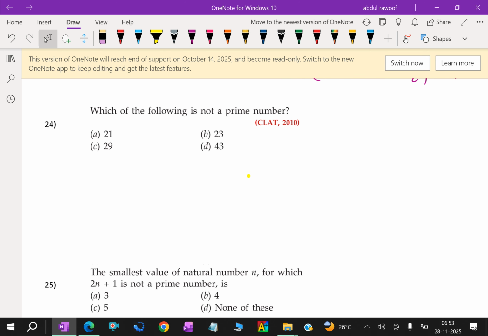Which of the following is not a prime number? Here, look at this. The 21 is a composite number because 21 can be split as 3 into 7. It's not a prime. 23 and 29 and 43. Here, 21 is not a prime. Other things, 23 cannot be expressed as two factors other than 1, and 29 also, 43 also. So our option is A.